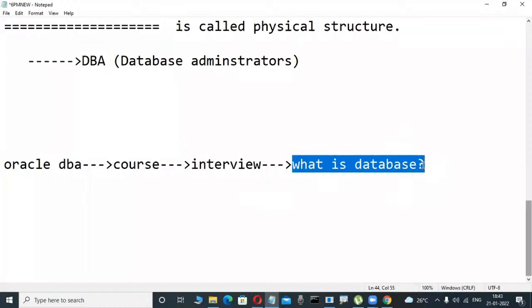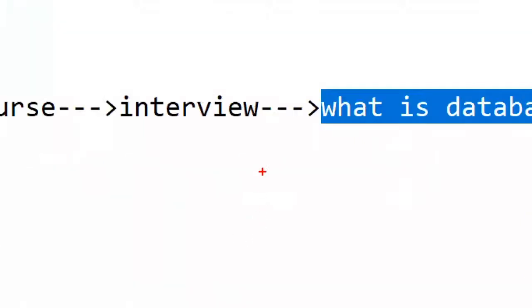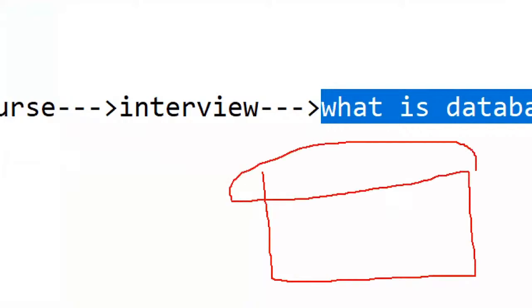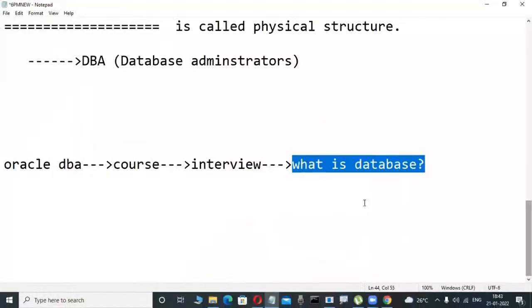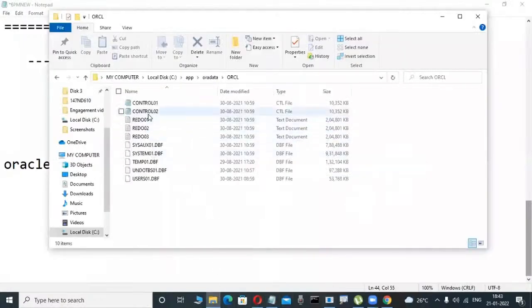That is the logical side. I am not telling only that, I am telling the physical side as well. Whenever I'm installing Oracle software, automatically some physical files are created on a disk that is visible. Observe here, data files, control files, redo log files are there or not.